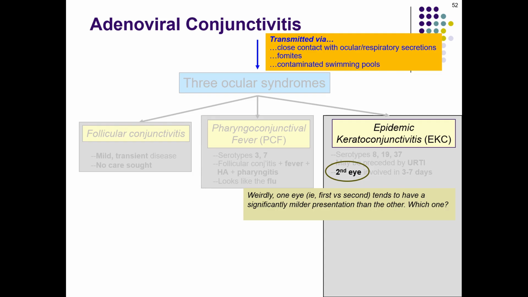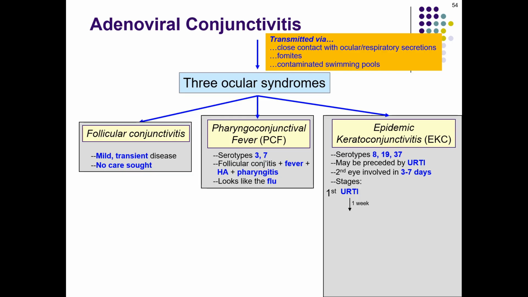Interestingly, one eye tends to have a significantly milder presentation than the other. Which one, the first eye or the second eye? It's the second eye. So the stages of epidemic keratoconjunctivitis: it first starts with an upper respiratory tract infection, and after 1 week there is severe follicular or papillary conjunctivitis, severe follicular conjunctivitis.